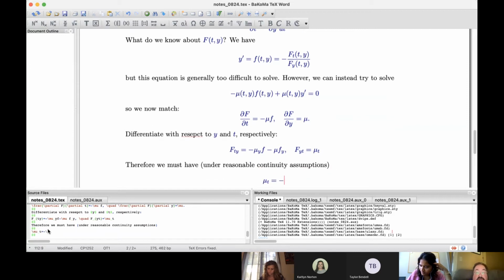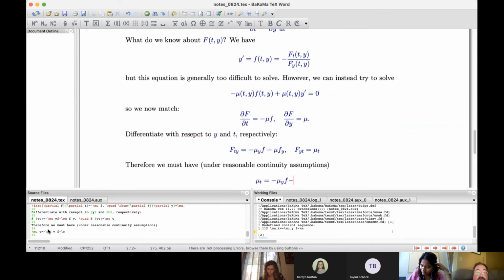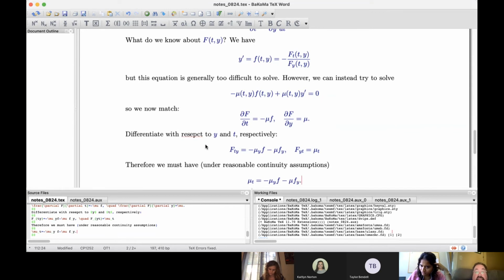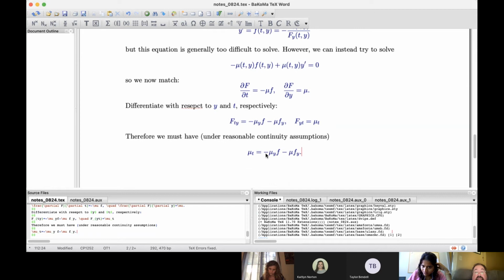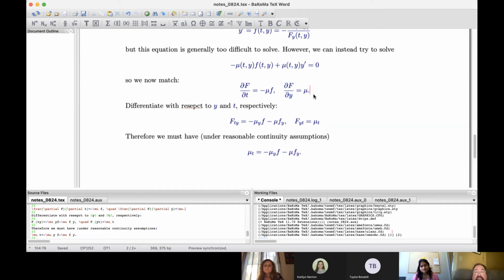mu t is equal to mu f y. So from the known function little f, if I could find an unknown function mu that depends on t and y that satisfies this equation, then once I find mu, I could integrate with respect to y and get capital F, except for one term that depends only on t. And then I could use this equation in combination with it, so these two together, to solve for capital F by integration.